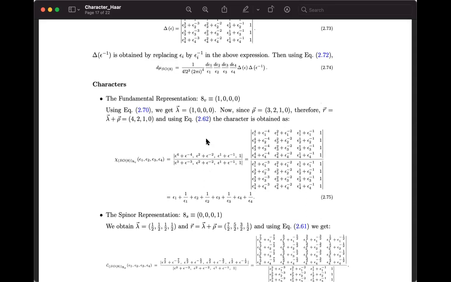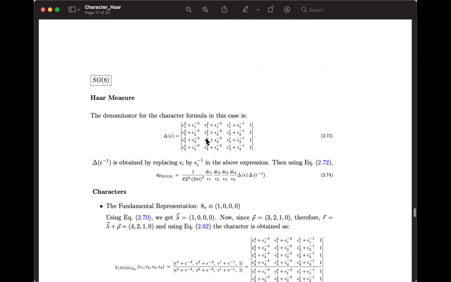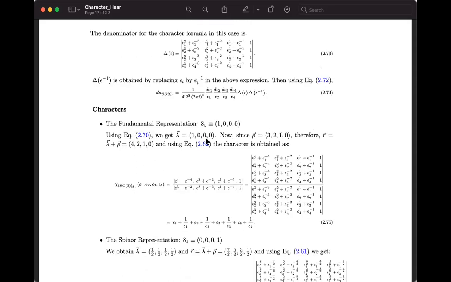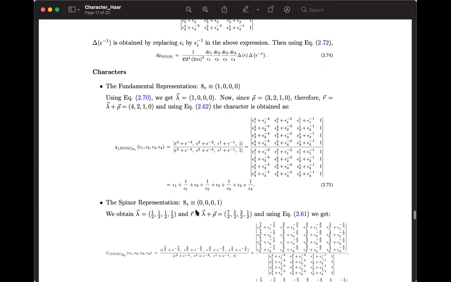Now, here, interestingly, for the SO8, there are two representations of dimension 8. One is the fundamental representation of Dynkin label 1, 0, 0, 0. Another is the spinor representation of Dynkin label 0, 0, 0, 1. The difference is basically if you take the lambda values, the lambda values are different if you calculate. But the rho will be exactly the same because this is a characteristic of the group.